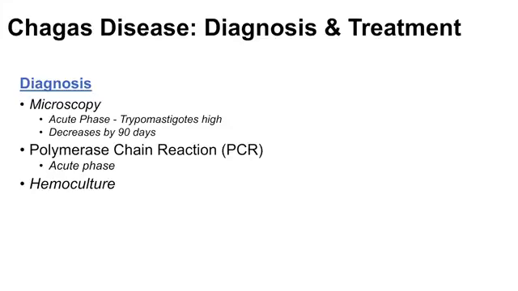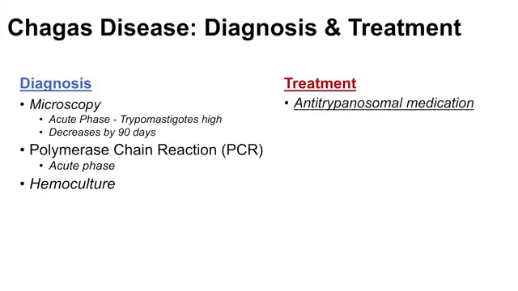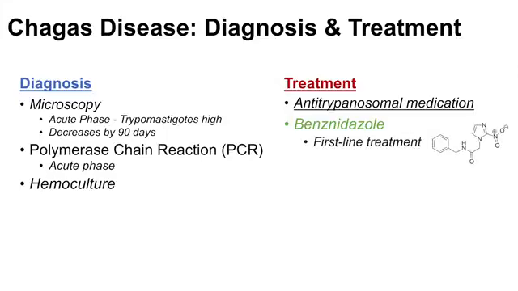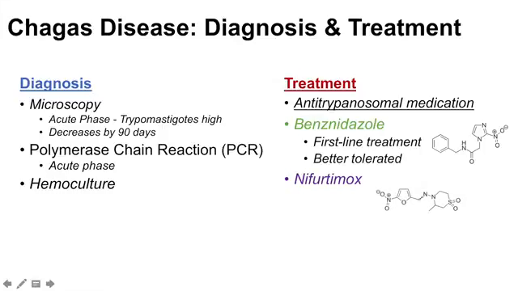So once we've diagnosed Chagas disease, how do we treat it? Well, treatment involves anti-trypanosomal medication. Some of the anti-trypanosomal medications include benznidazole. Benznidazole is the first-line treatment because it is better tolerated than other treatments. The other treatment is nifurtimox. Nifurtimox is another treatment for Chagas disease, but again, benznidazole is a better treatment because it's usually better tolerated, and that's why we use benznidazole as a first-line treatment.